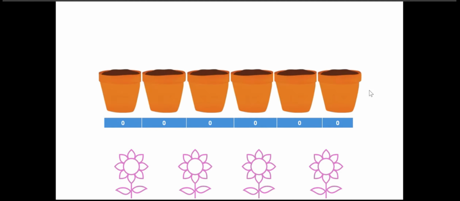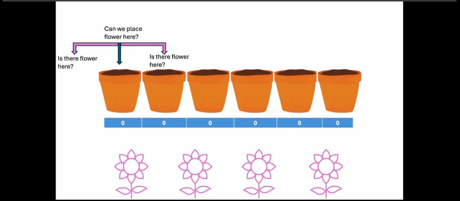So let's say you are given four flowers, and you have six flower plots in a flower bed. You can see zero means these are empty. All plots here are empty. What is asked is to check each plot and see whether you can plant a flower there. To decide that, check whether there is any flower in the previous plot or in the next plot. If not, then only you can plant it.